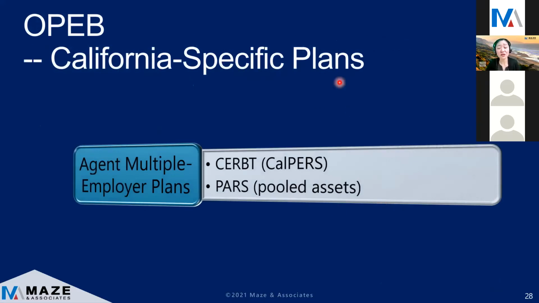Okay, so now we're going to go over some California specific plan examples. The first one is, a lot of you may have your plan in the CERBT, and then maybe some of you will have it under PARS. And these are considered agent multiple employer plans.